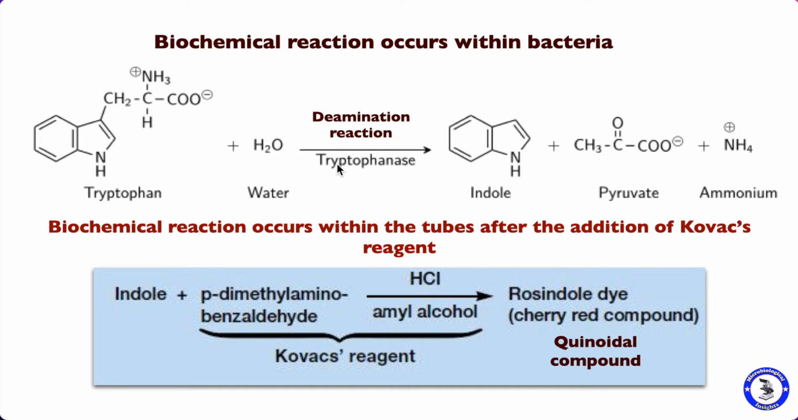The tryptophanase catalyzes the deamination reaction, so the amine group of tryptophan gets removed and it is converted to indole, pyruvic acid and ammonium. The pyruvic acid and ammonium are utilized by the microorganisms, and indole is not utilized by the organism. After the addition of Kovac's reagent, which contains para-dimethylaminobenzaldehyde, hydrochloric acid and amyl alcohol, the indole is converted to a quinoidal compound or rose indole dye, which produces the cherry red color, which indicates the positive result.